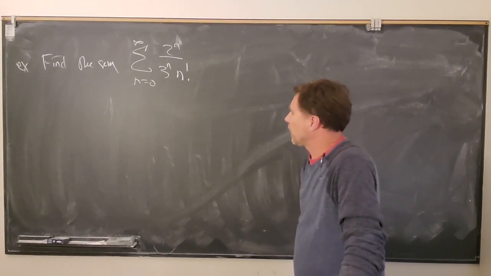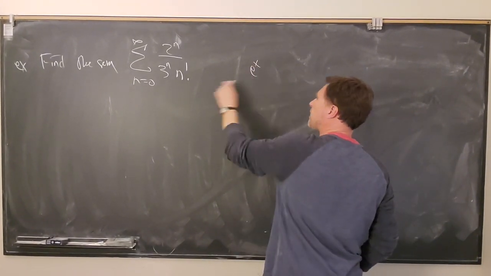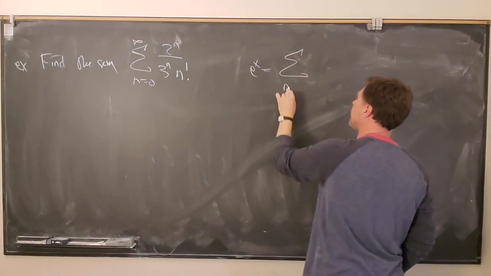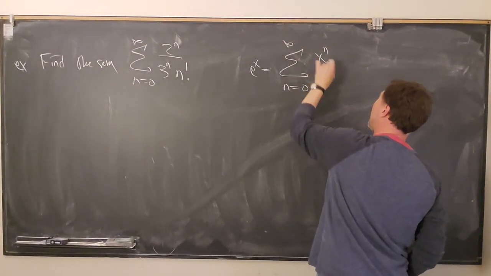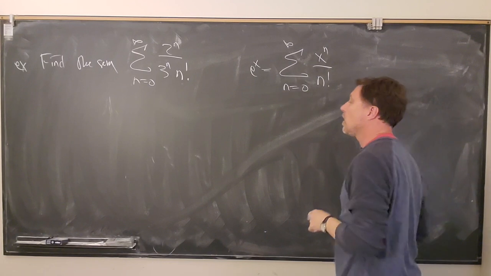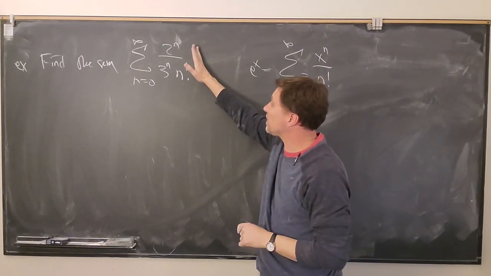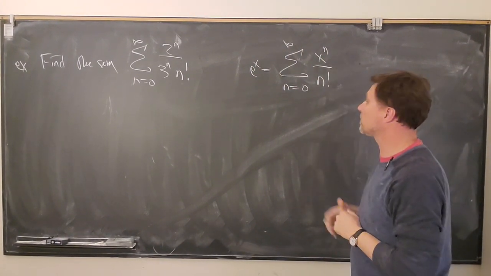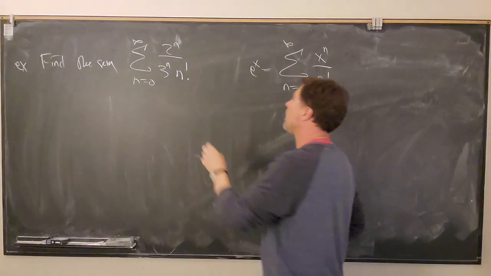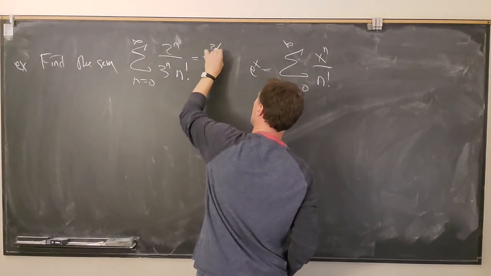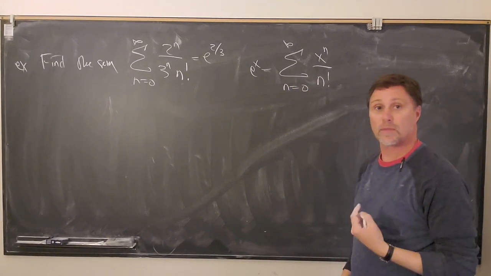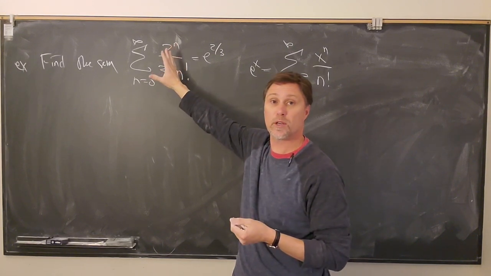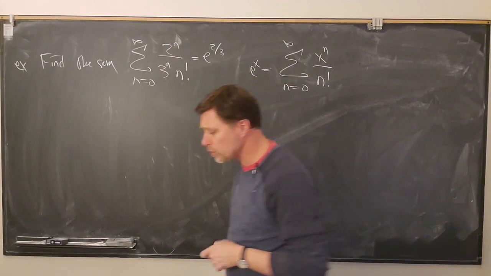And here's what you want to recognize. This should remind you, when you see n factorial, think exponential. e to the x is equal to the sum n equals 0 to infinity of x to the n over n factorial. So what is this series right here? This is equal to this series where 2/3 has been substituted in, which means that this is equal to e to the 2/3. That's it. If you can recognize, oh, this is a familiar Maclaurin series where some number has been substituted in, then you can find the exact sum. Let's try one more example.